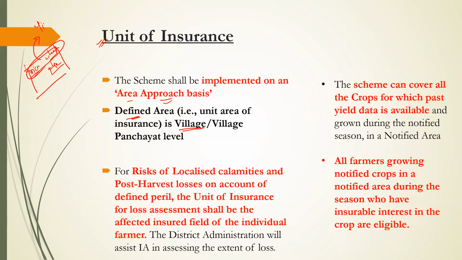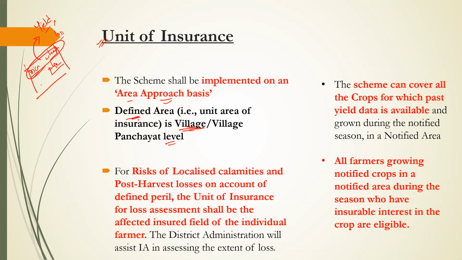That is, what is the yield of the product, what is the yield from this village, what is the loss that they can expect? That data has to be there with the insurance companies. So not for all crops can you avail Fasal Bima Yojana, only for notified crops for which you have historical data. So that's the first point you need to remember. Now, the defined area is village level.